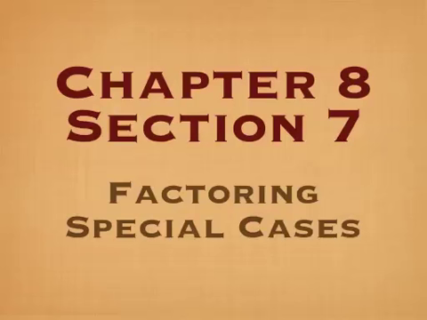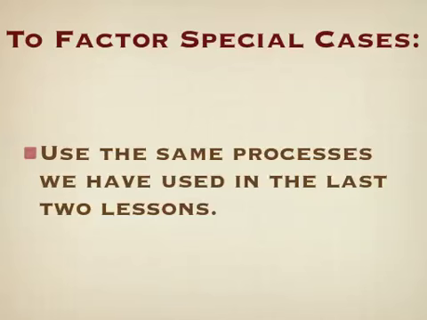Chapter 8, Section 7, Factoring Special Cases. If you remember talking about the special cases when we were multiplying, there were a whole bunch of rules that we talked about, kind of shortcuts on how you wouldn't have to use the table method, FOIL method, or the distributive property to multiply two binomials.